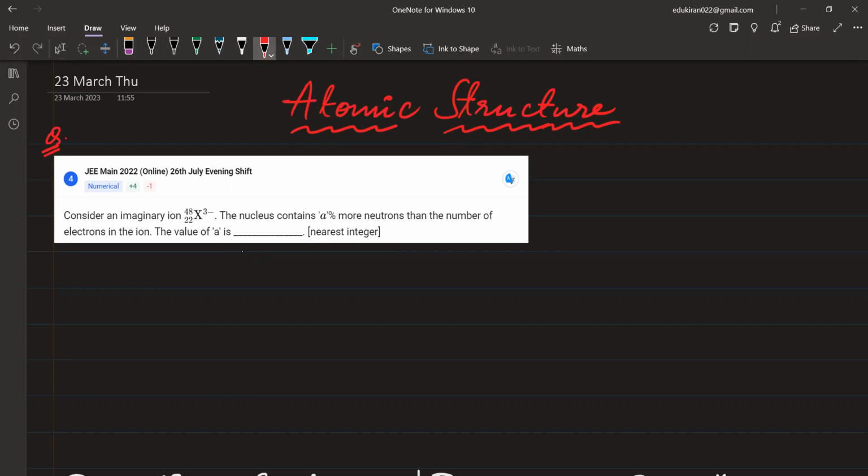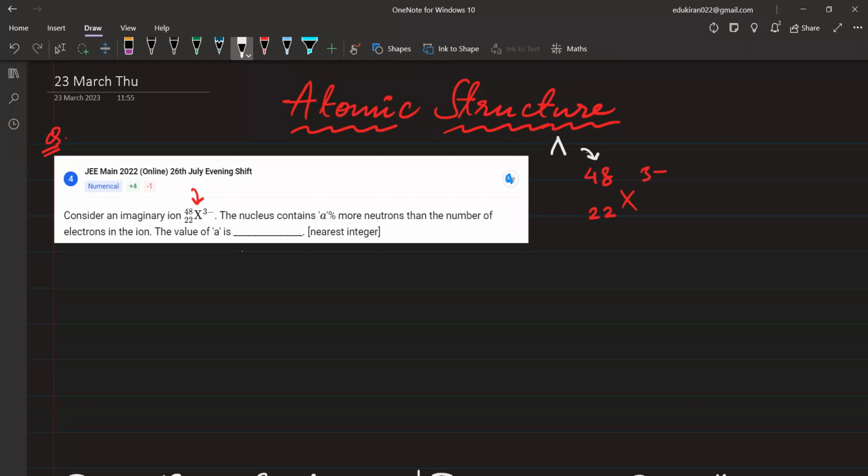So in this question, what I'm trying to tell you guys is what is this particular notation? This notation में क्या होता है? So we have X 3 negative, we have 48 here, and we have 22 here. So tell me what is 48? Both sum of neutrons and protons. Yeah, it is the mass number.